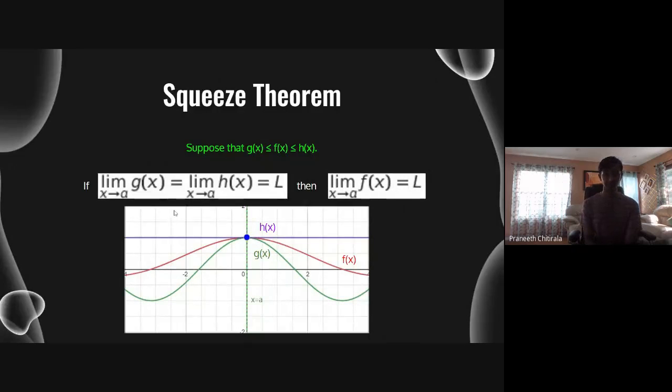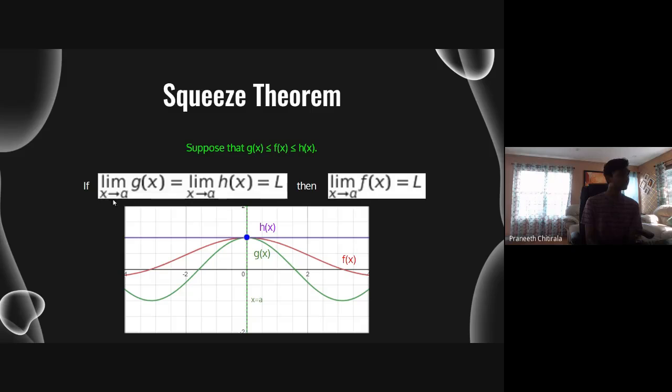Now we're going to talk about the squeeze theorem. The squeeze theorem is just a way to find the value of difficult limits. So suppose that g(x) is less than or equal to f(x), which is less than or equal to h(x). And you can see that here.